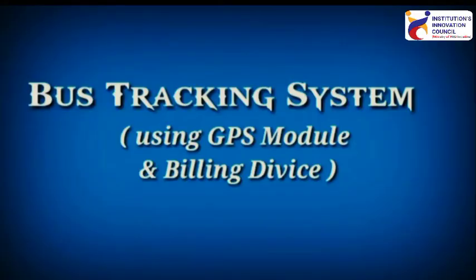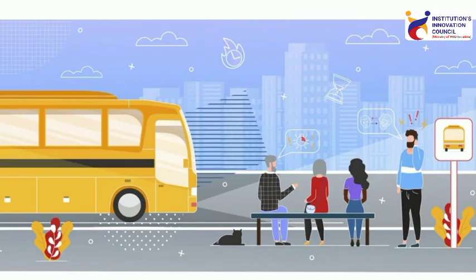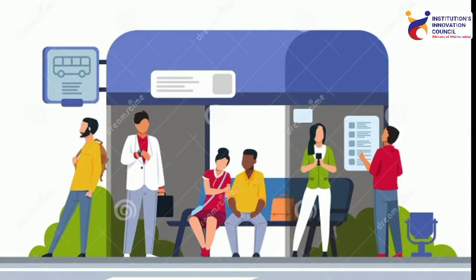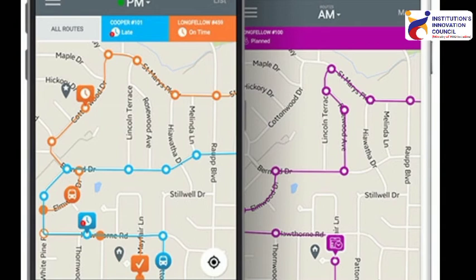Bus tracking system using GPS module. In the existing system, a lot of passengers need to wait long hours at a bus stop. A lot of old people struggle to wait at a bus stop. If our idea is implemented, then passengers need not wait at a bus stop. The passengers can monitor the bus live location using the GPS sensor, a mobile application and a web page also.